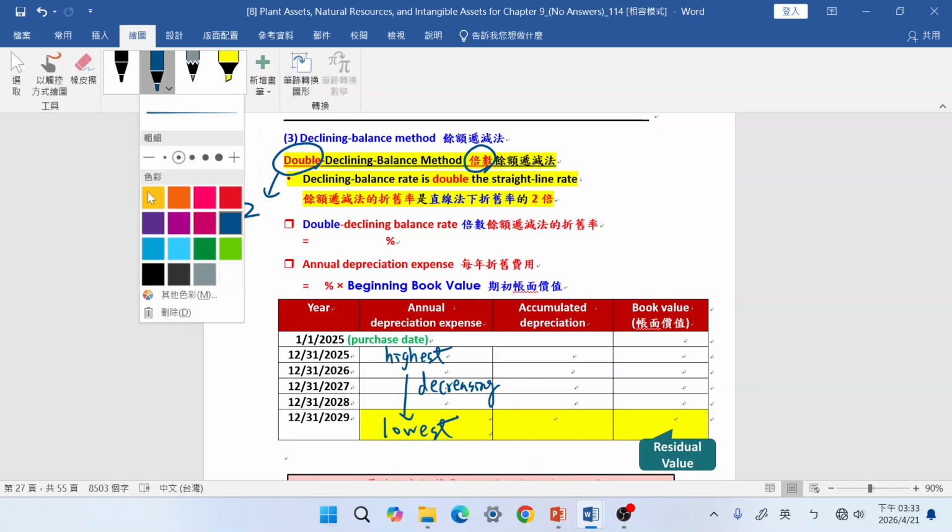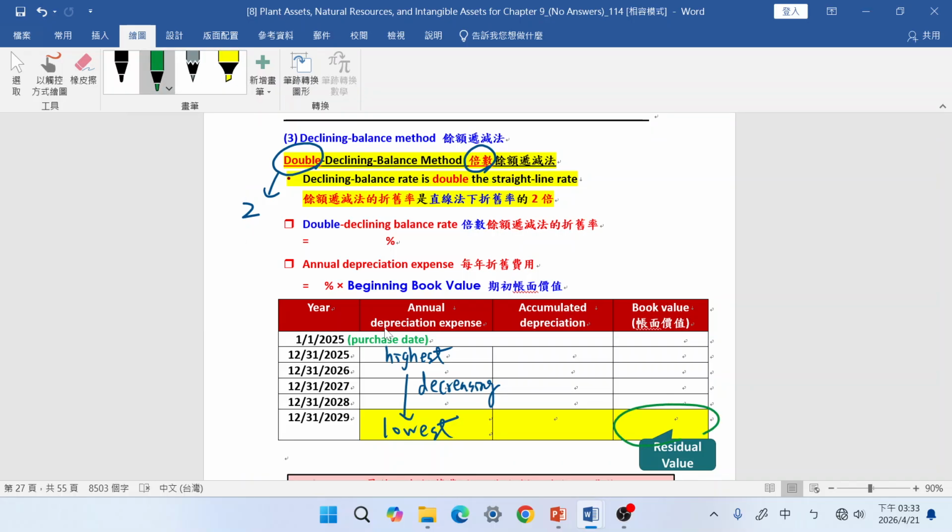And also don't forget, always make sure the number should be your residual value. Okay, so please finish it. Double declining balance method 倍数余额递减法, we want the first year should be the highest, decreasing to the last year should be the lowest.